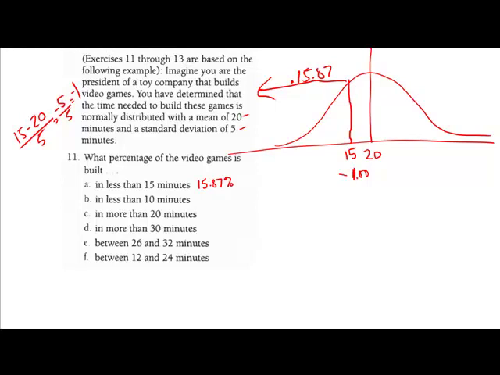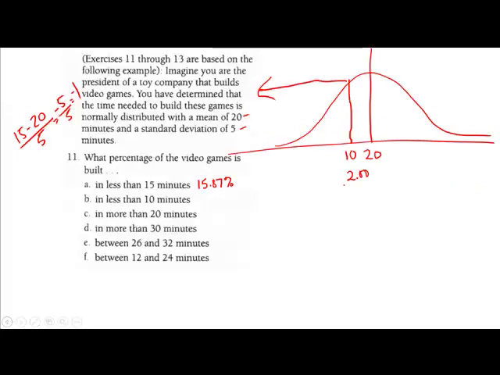If I were to change this and it says what percentage is built in less than 10 minutes? That's 2 standard deviations away. I know my z-score is going to be -2. Looking up a -2 on the table, -2 is 0.0228. So in less than 10 minutes, I'm building 2.28% of my video games.